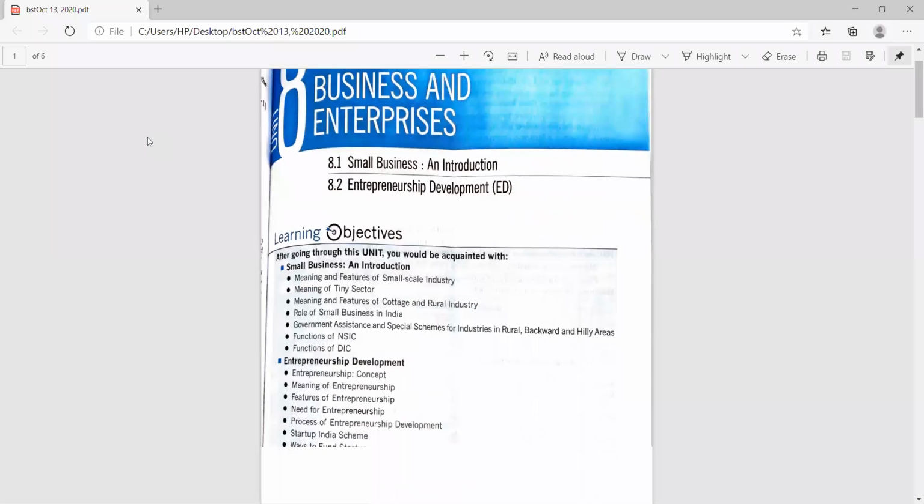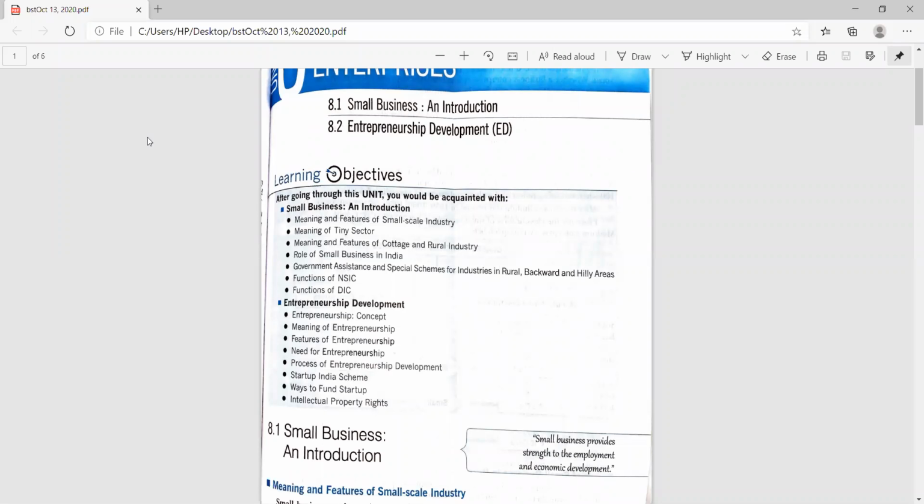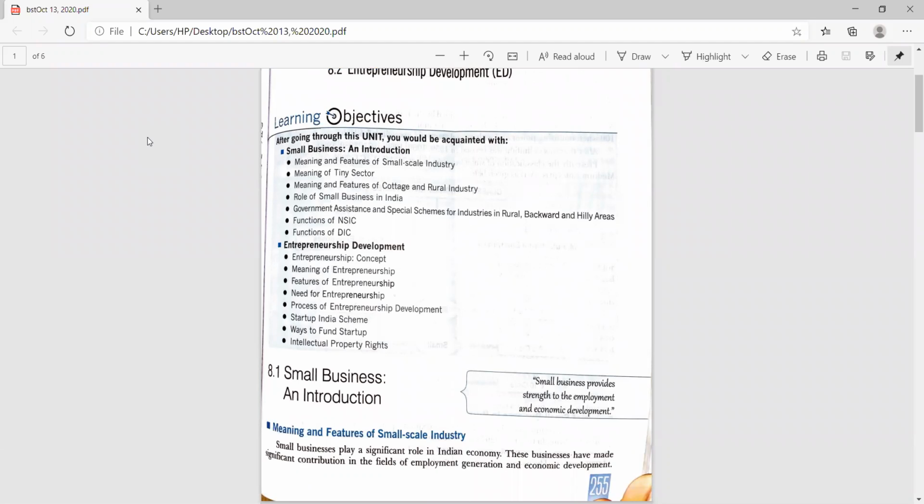What are the learning objectives? Let's see. After reading this unit, you will learn the meaning of small industry or business, its features, the tiny sector, the meaning of cottage and rural industry, and the role of small business in India. It is one of the most important topics. Please mark: the government assistance and special schemes for industries in rural, backward and hilly areas, which means the efforts made by the government. Functions of NSIC, we will talk in detail about what NSIC is. Functions of DIC as well.